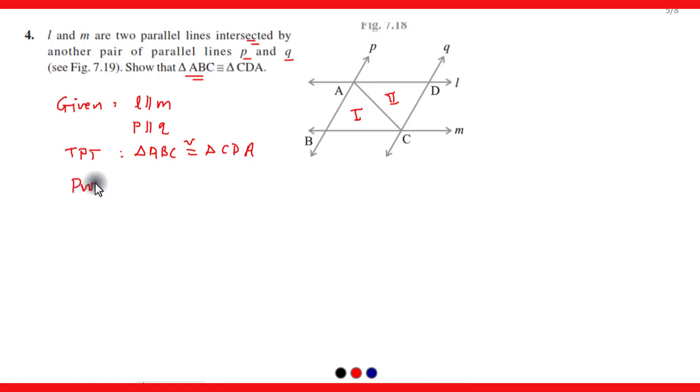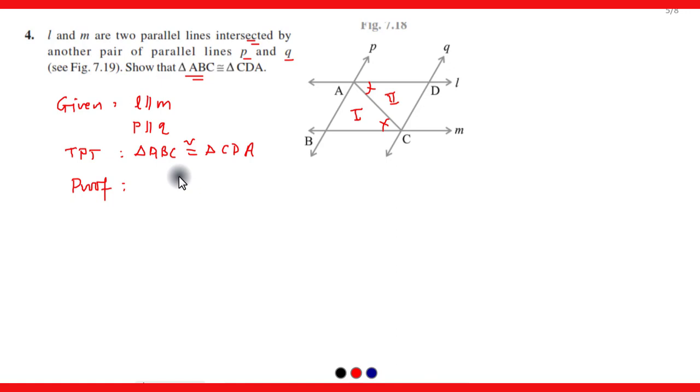Now the proof. How we will prove? We will prove that these two triangles are congruent because the other things are given. These two are parallel. These two are parallel. Correct? And therefore, since L and M are parallel, this AC will be the transversal, and therefore this angle and this angle, these two angles are the alternate interior angles, and therefore these alternate interior angles are always equal.